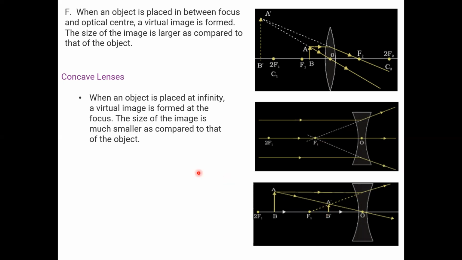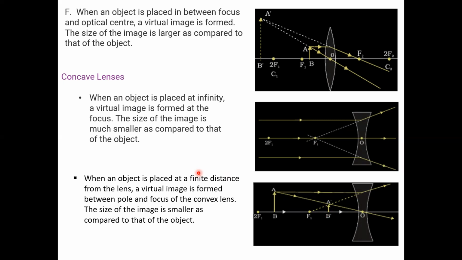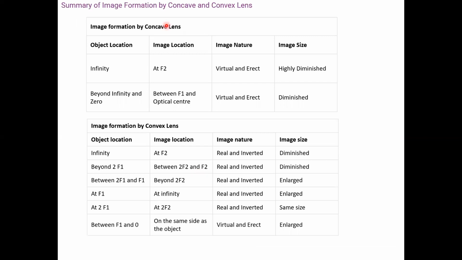Okay, so these are the cases. Here we have discussed how the position of the object dominates the position of image. Okay, now see, we can summarize this in a table. Our discussion we can summarize in a table, that is for concave, first concave lens. For concave lens, when object location is infinity, then image will be formed at second principal focus, and image nature is virtual, erect, and highly diminished.